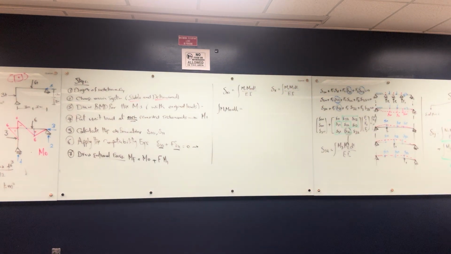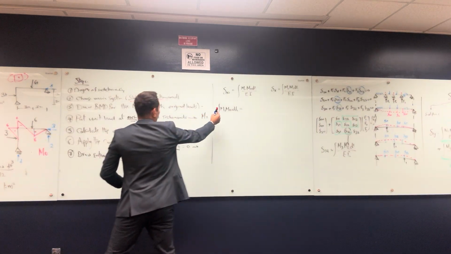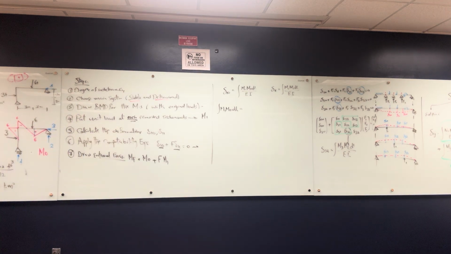All right. So let's do it. Integration of M1 M0. This is M0 and this is M1. Let's do them triangle by triangle. So I think I'm going to need it.